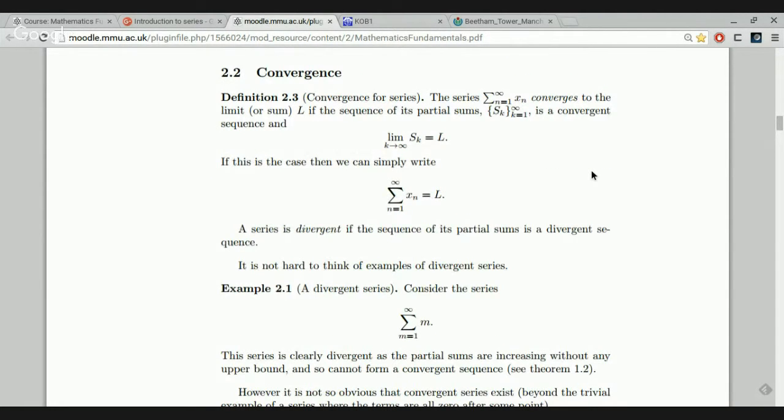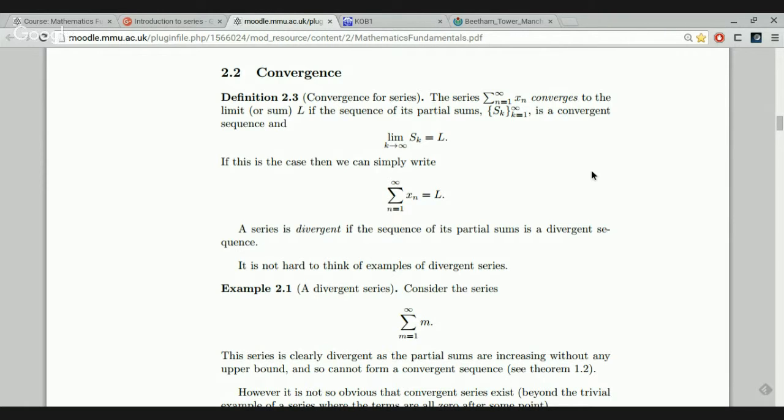And now we can be very precise and say what it's going to mean for an infinite series, an infinite sum, to have a finite value. We say that an infinite series is convergent, because we've already talked about convergence for sequences. Well, we're going to say that an infinite series is convergent if the partial sums form a convergent sequence. So you've got a sequence of partial sums we're referring to here.